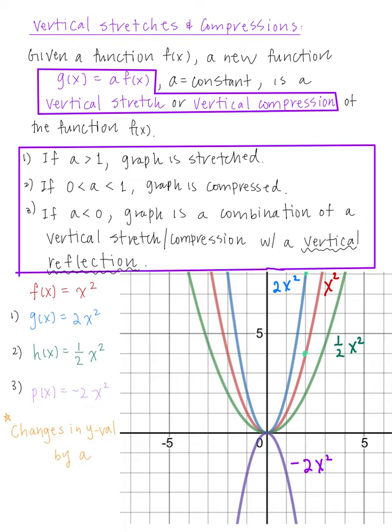Let me make that dot. So this will be your vertical stretch by a factor of 2. Now, if I take the same point and look at 1/2 x squared, that means you take the y value of the mother graph, which is 4, and multiply it by 1/2. That will give us 2. So notice that this is considered a compression by a factor of 1/2. And these are your vertical stretch and compression.